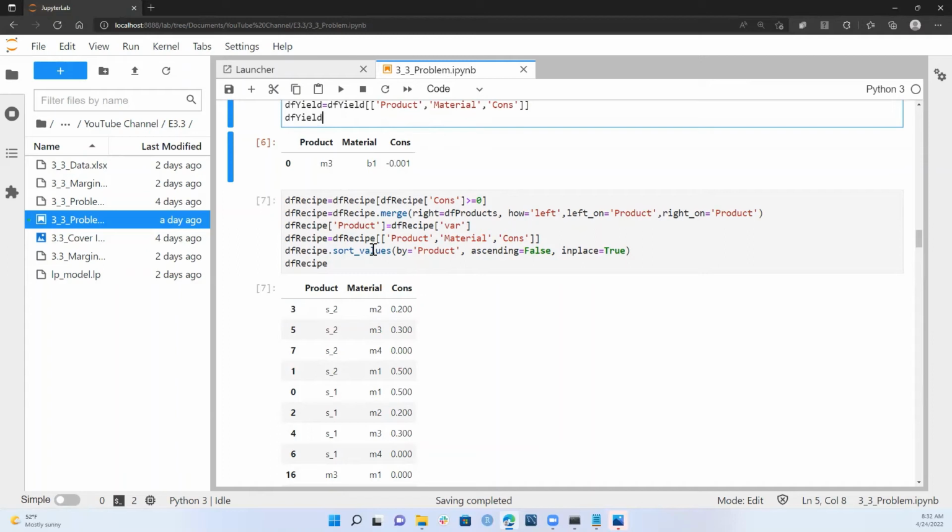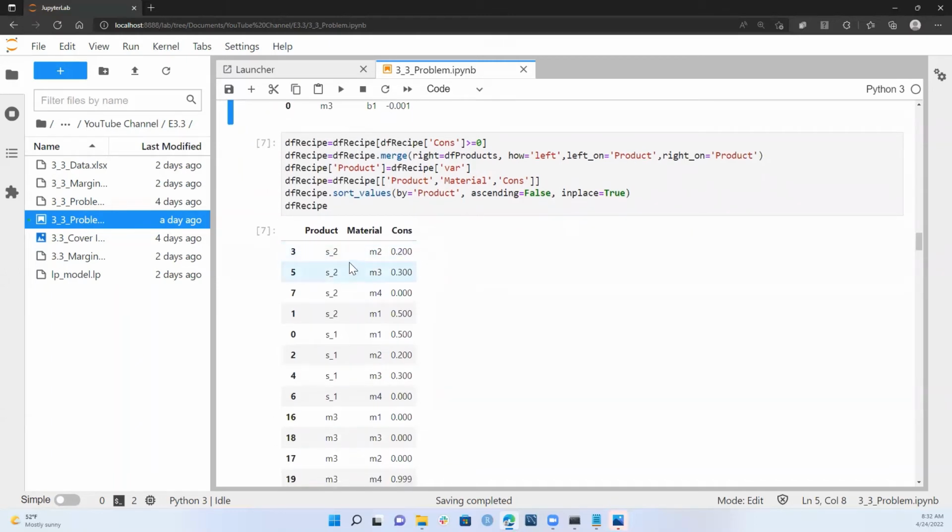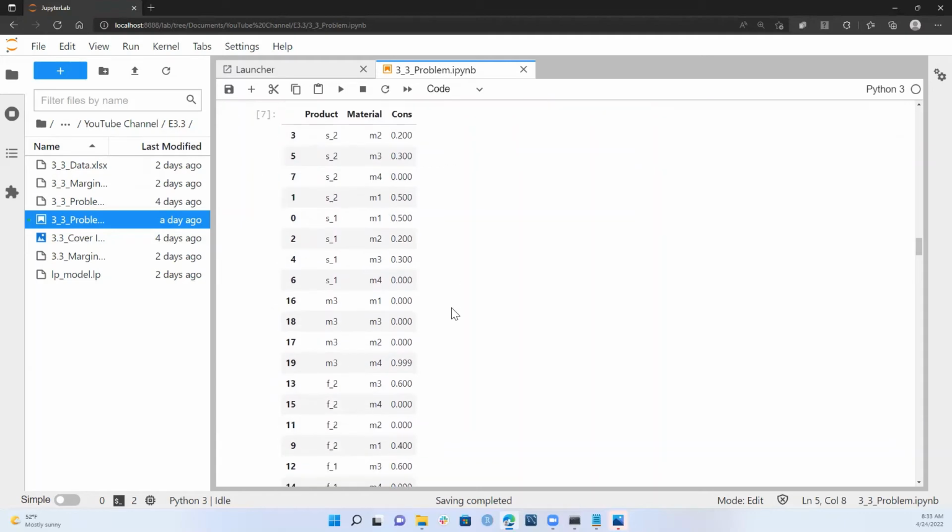What you'll notice here is that to generate this table, I did a left merge with the products table. So on the left, I use the recipe table, and then I merge the products table on the product key. What that gives me is a new recipe table for each of the unique variable names that I specified earlier. So S_2 will have all of its recipe along with S_1, and of course those recipes are identical. But doing it in this way makes it much easier to deal with building a mathematical model later.